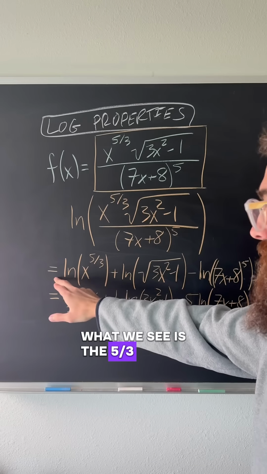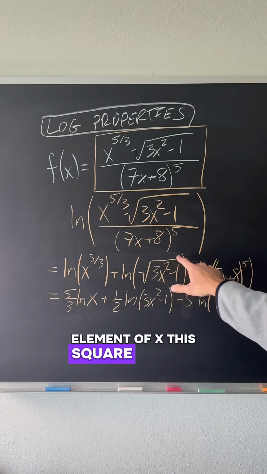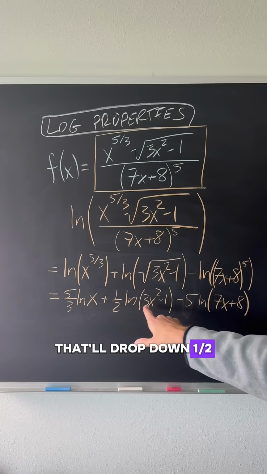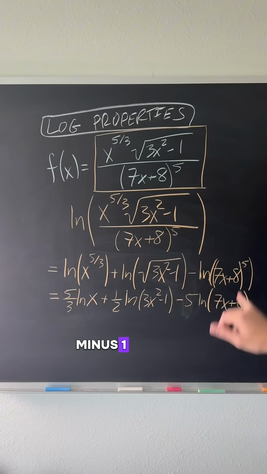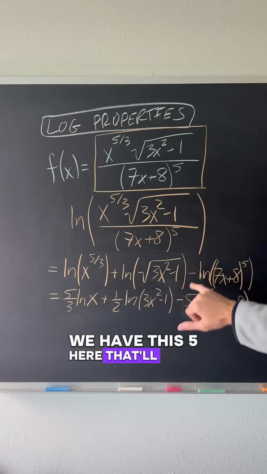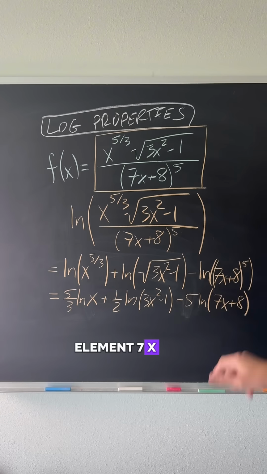What we see is the 5/3 comes down, 5/3 ln of x. This square root is a 1/2. That'll drop down, 1/2 ln 3x squared minus 1. Last but not least, we have this 5 here. That'll come down, minus 5 ln 7x plus 8.